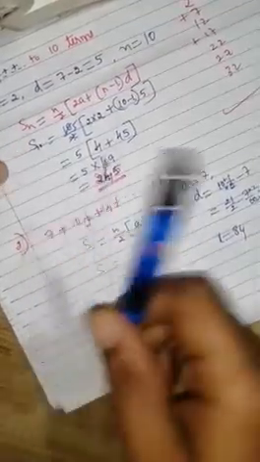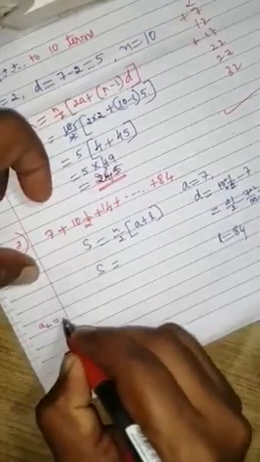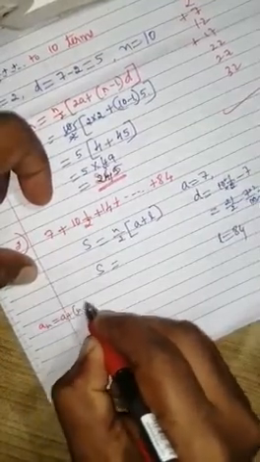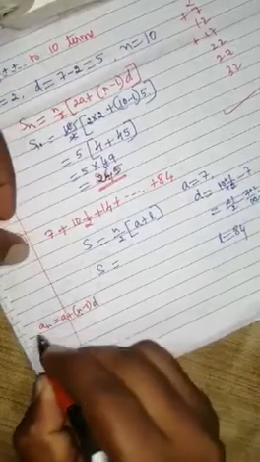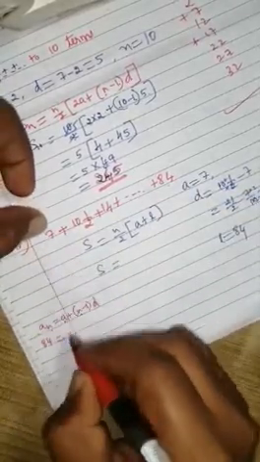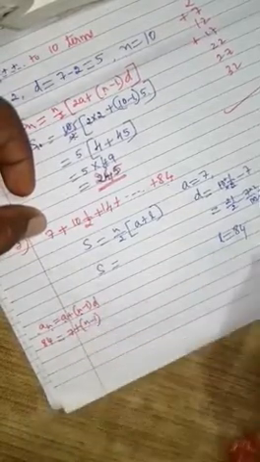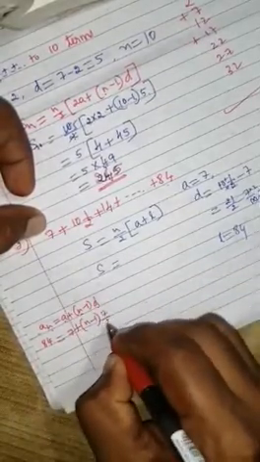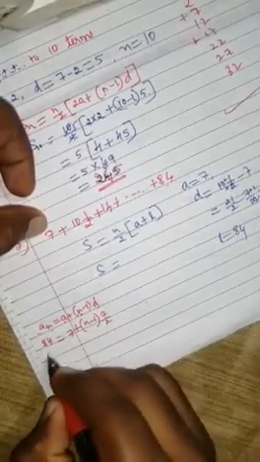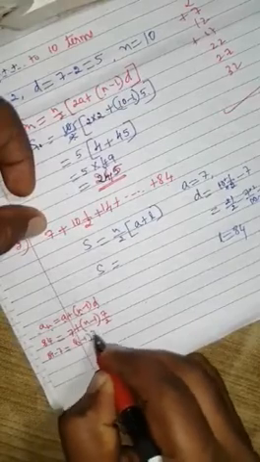N is not given here. So before I go for the Sn formula, let me use the An formula. That is a plus n minus 1 into d. We need to find out the n. An we know is 84. What is a? A is 7, n we do not know. We need to find out d. D we got as 7 by 2. Okay, 84 minus 7, n minus 1, 7 by 2.